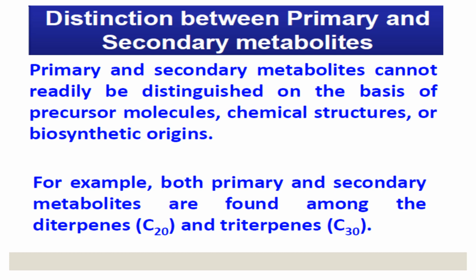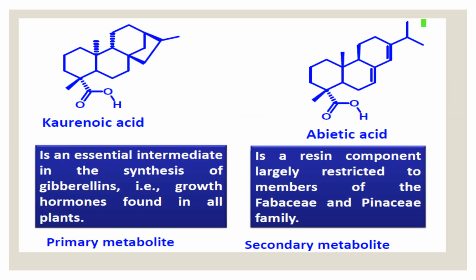For example, both primary and secondary metabolites are found among the diterpenes, C20, and triterpenes, C30. These are terpenoid classes, so both may have them. So by structure or chemical composition, no one can identify whether something is a primary or secondary metabolite. For example, if you take carboxylic acid and abietic acid, their structures may be slightly similar, of course. So structure cannot help us identify whether carboxylic acid or abietic acid is a primary or secondary metabolite. The only difference between primary and secondary metabolites relies highly on the definition.